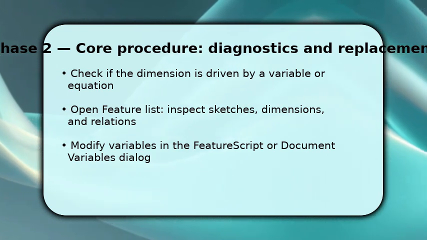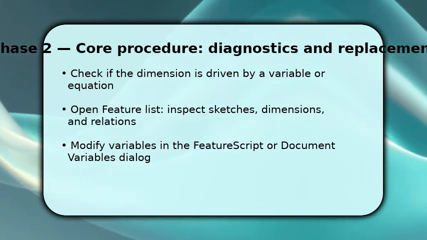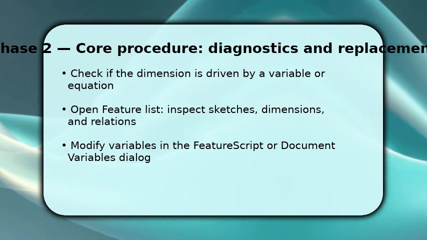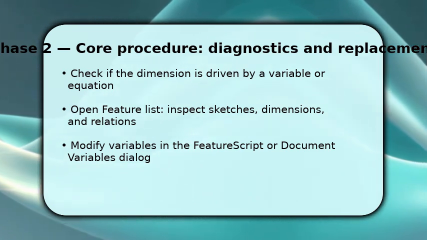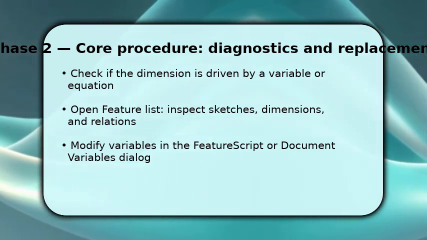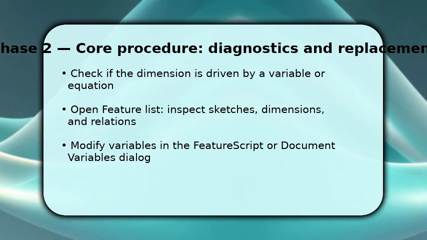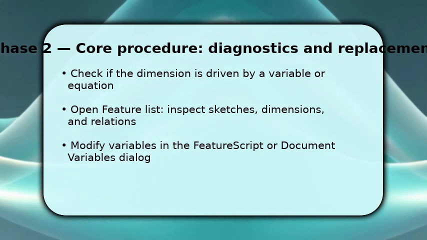Also open document variables if the dimension references them. Changing the source maintains design intent and prevents downstream rebuild errors. So always edit the controlling element rather than forcing a local override.